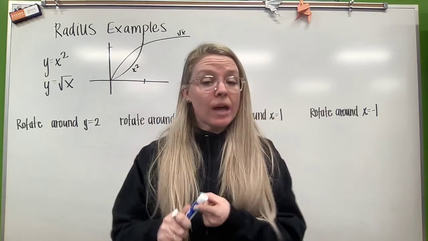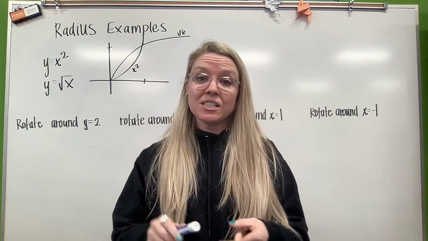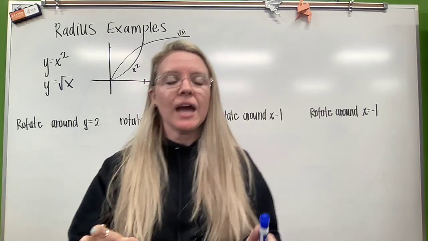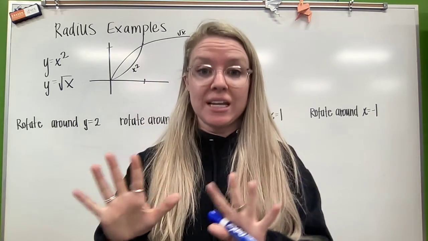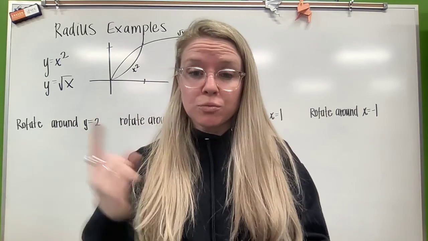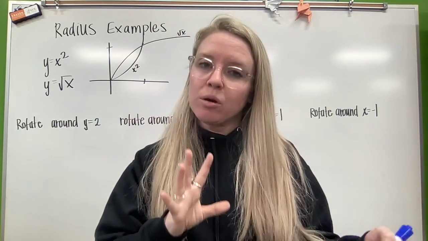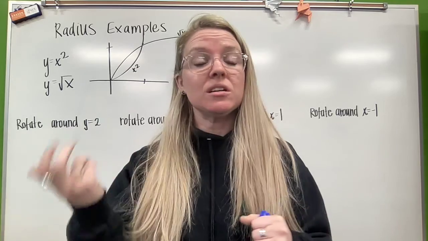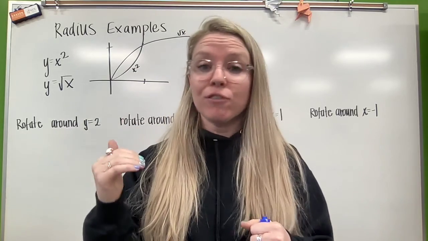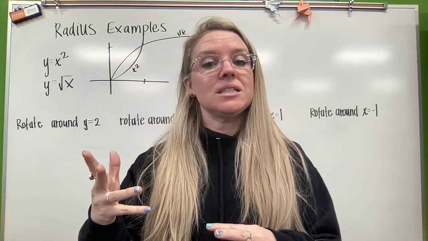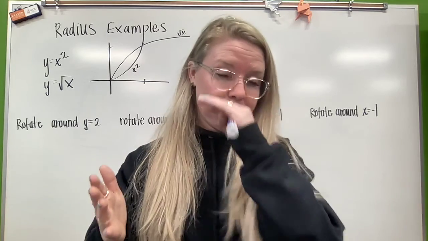All right, so now that we've seen our examples with our discs and our washers, I'm going to come back and show you some examples of some radius changes. So instead of just rotating around the y-axis or the x-axis, what happens if we're rotating around a given line? We're still going to be dealing with horizontal lines and vertical lines, but not exactly the axes, okay?